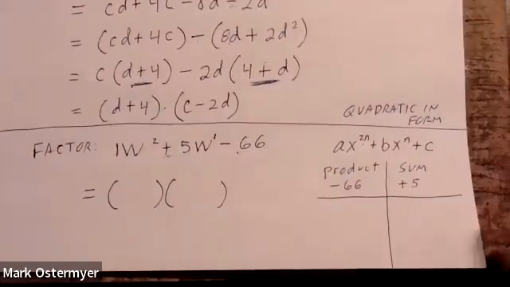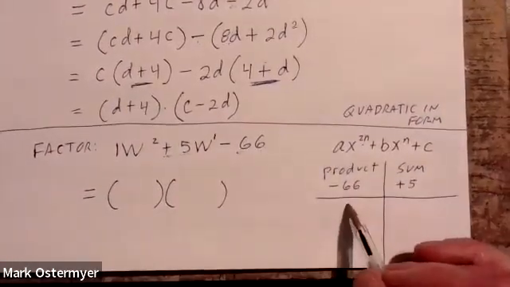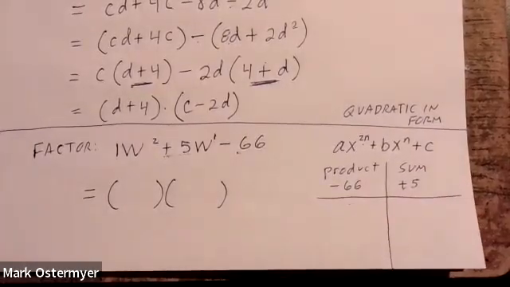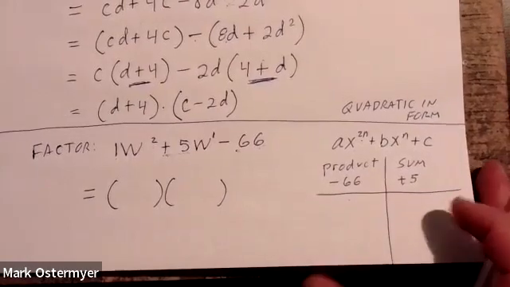And so, ladies and gentlemen, the search is on to try to find a couple of factors of -66 that add up to +5. And I would recommend you climb the ladder. Start with 1, try 2, try 3, try 4. That way you won't miss any.